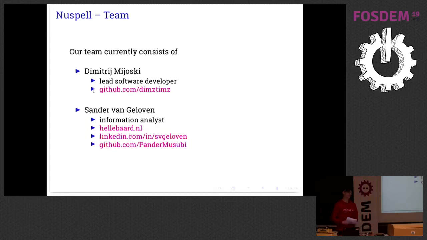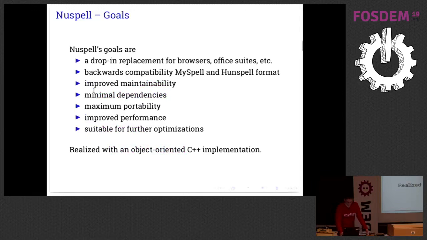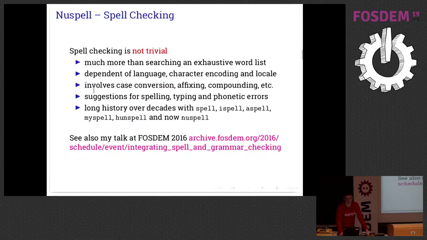Most people think it's just a word list and you look for a word. It's much more than that. It depends in large part on the language you're using. It uses a lot of case conversion, affixing, compounding, and suggestions is a whole different ball game altogether. So in the last decades, we had spell, iSpell, aSpell, mySpell, Hunspell, and now finally we have Nuspell. If you want to know more about spell checking in detail, you can rewatch my presentation from a few years back.